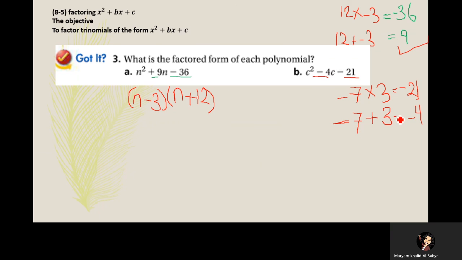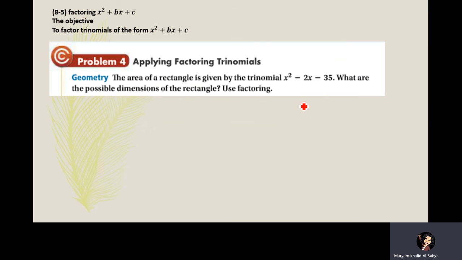So these two numbers exactly same. Once I multiply them, I got 21. Once I add them, I got -4. That's what I need. So immediately write c minus 7, c minus 3. That's the answer. So the idea and the lesson is really easy.